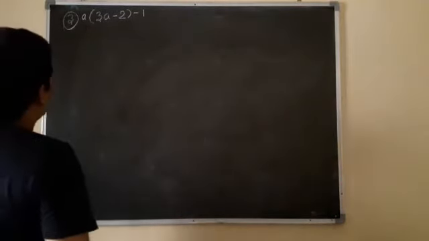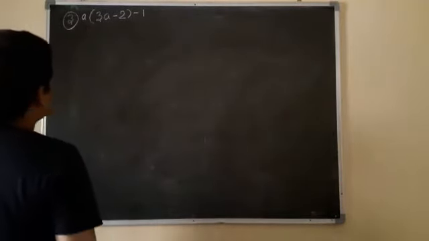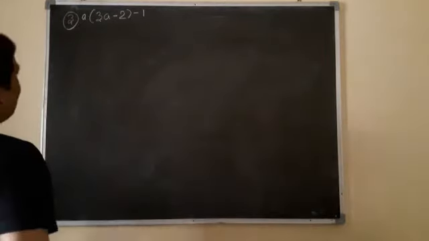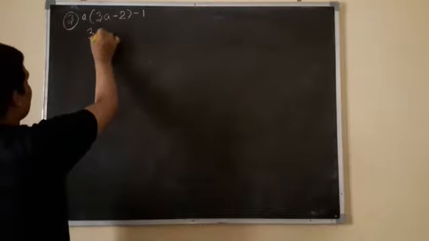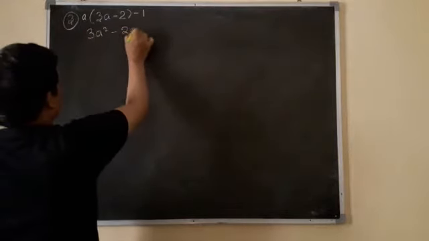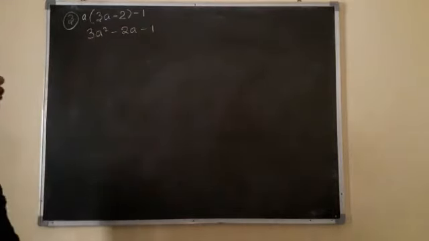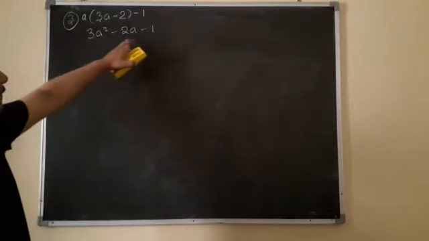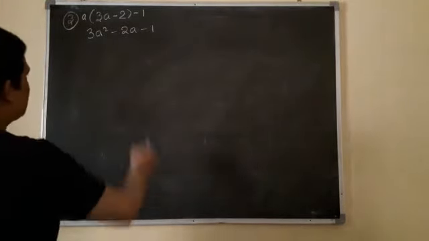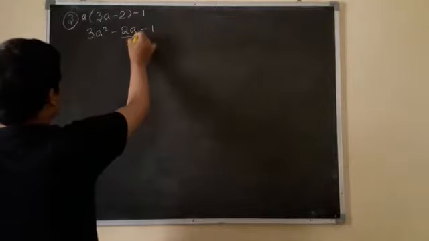Now this is question number 3: a inside the bracket 3a minus 2, bracket close, minus 1. In this case, first we will multiply a into 3a. That will be 3a square minus 2a minus 1. Now we have to find the factors of this expression. For that we have to take the help of middle term splitting.